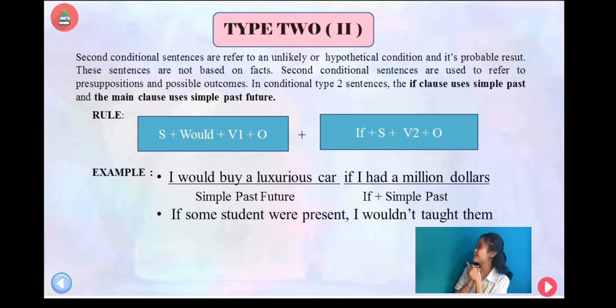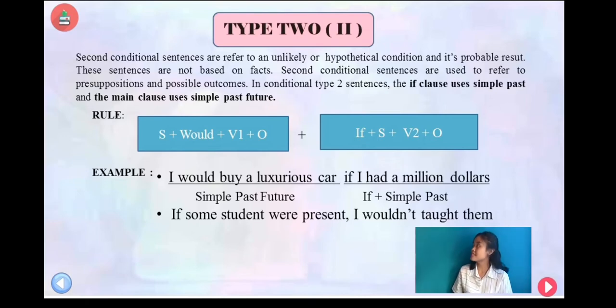So let's take a look at the rules. For the main clause, it is subject plus would plus verb 1 plus object, and for the if clause, it is if plus subject plus verb 2 plus object. So let's take a look at the examples.